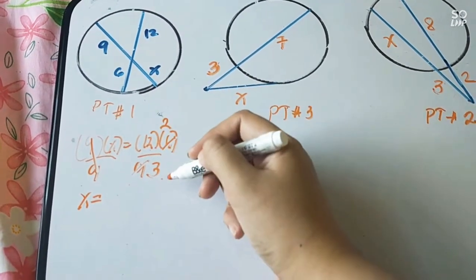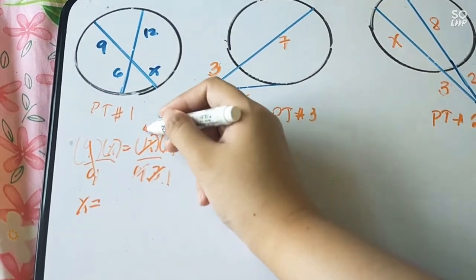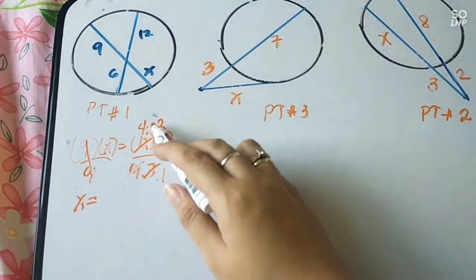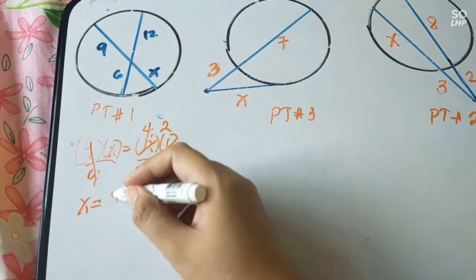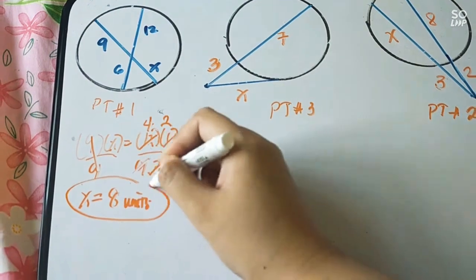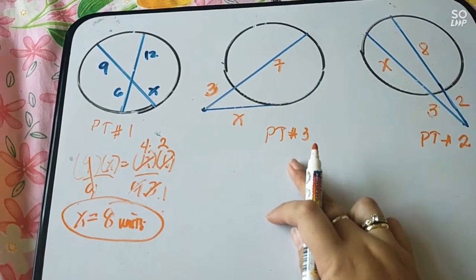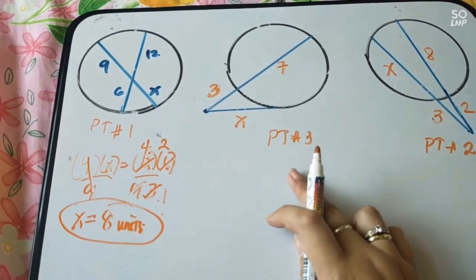Si 12 and 3 divisible by 3 ulit. Si 3 magiging 1 na. Si 12 magiging 4. Then, multiply na. 4 times 2 divided by 1. The answer, we have 8. So, this is the answer. We have 8 units. Next, this one is power theorem number 3.